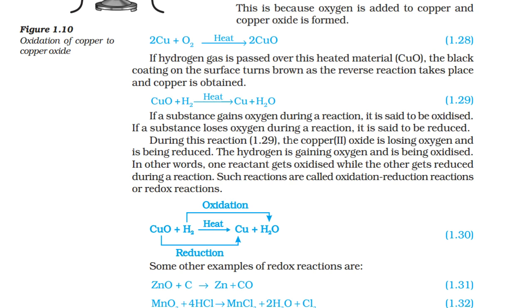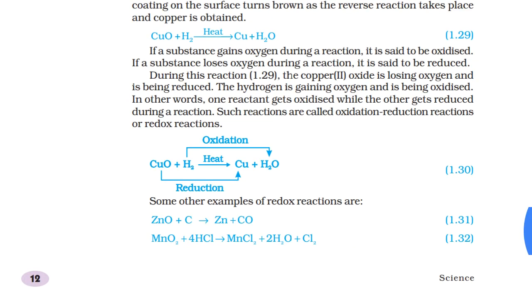If a substance gains oxygen during a reaction, it is said to be oxidized. If a substance loses oxygen during a reaction, it is said to be reduced. During this reaction, the copper oxide is losing oxygen and is being reduced. The hydrogen is gaining oxygen and is being oxidized. In other words, one reactant gets oxidized while the other gets reduced during the reaction. Such reactions are called oxidation-reduction reactions or redox reactions.